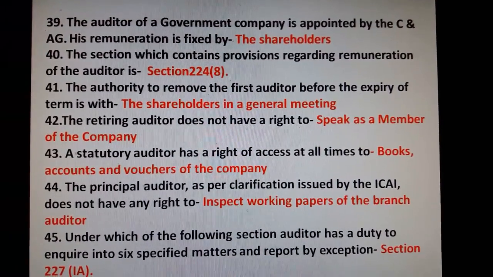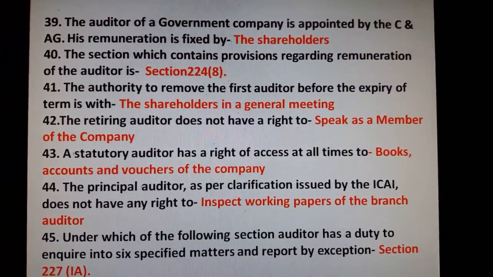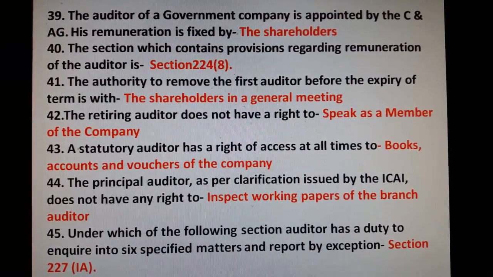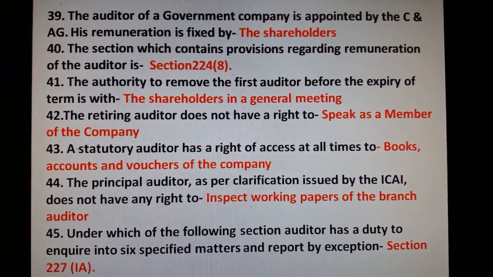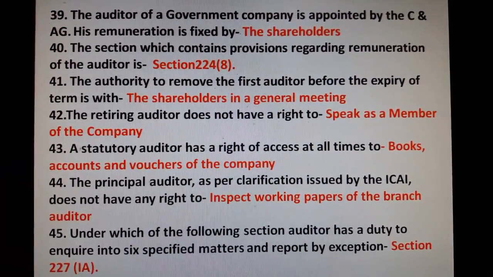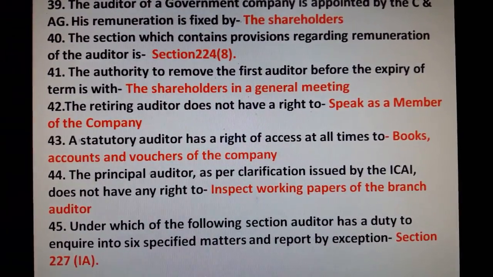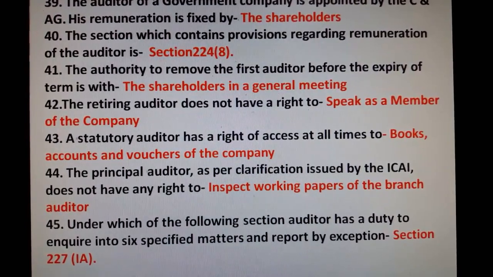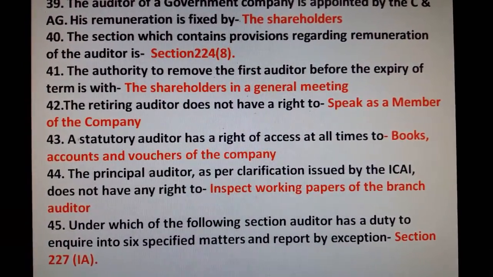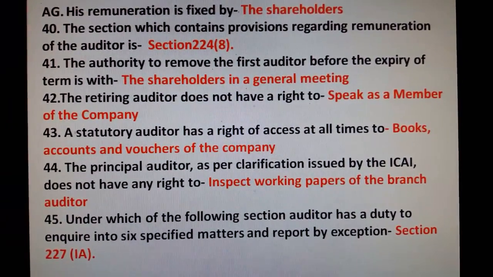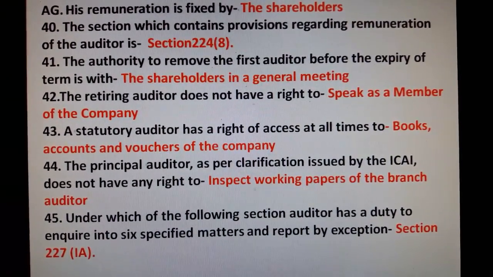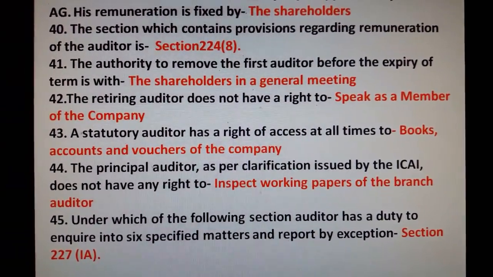Question number 39. The auditor of government company is appointed by the C&AG. His remuneration is fixed by the shareholder. The section which contains provision regarding remuneration of the auditor is Section 224(8). The authority to remove the first auditors before the expiry of term is the shareholder in a general meeting. The retiring auditor does not have a right to speak as a member of the company.